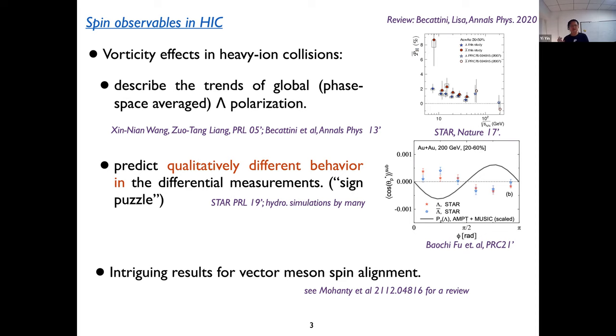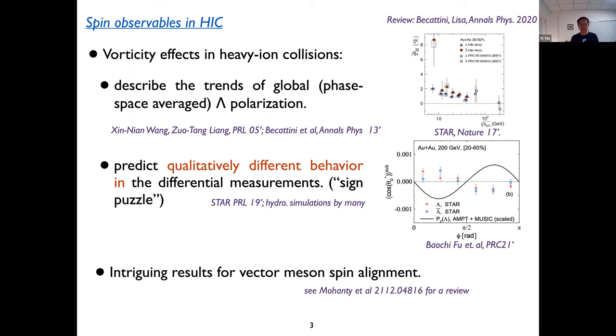And the main idea is that if you consider non-central collisions, the angular velocity of the system is non-zero, and such angular velocity will polarize the lambdas, or sometimes this is also referred to as the effect of vorticity. But it's worth emphasizing that the lambda polarization shown here is the phase space average of the polarizations.